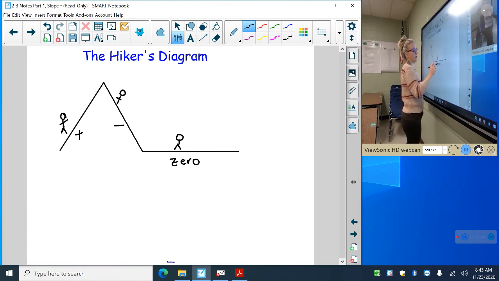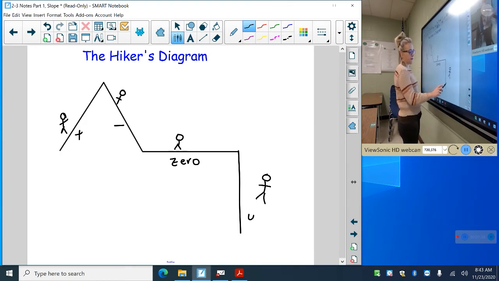0 slope. And then once we fall off the edge of the world, we're over here. Okay? We're going to fall and die to our death. We'd say this is undefined. We're going to die. Okay, and that's one way to remember it.